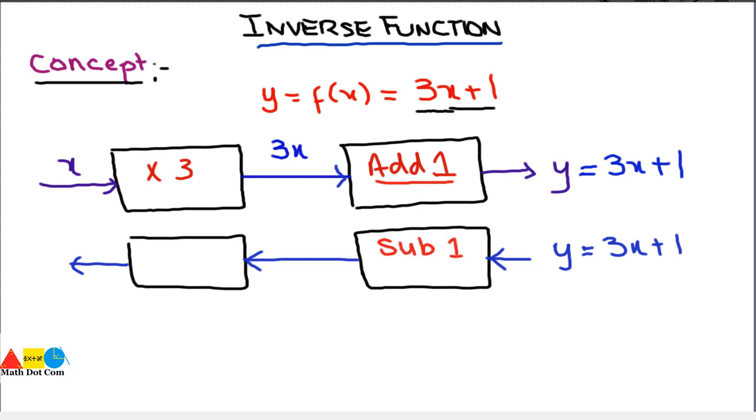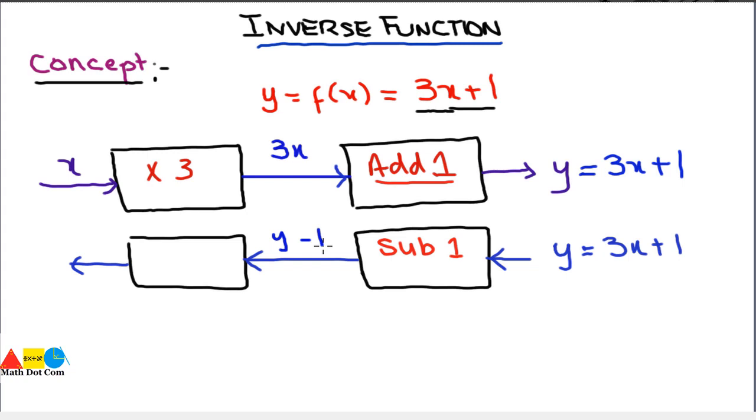Then what will we get? We will get y minus 1. As you are subtracting 1 from y, we are talking about y now. In the function f of x, we were talking about x because we were moving from left to right. Now we are moving from right to left. So we have to subtract 1. We will get y minus 1. Then what do we have to do?